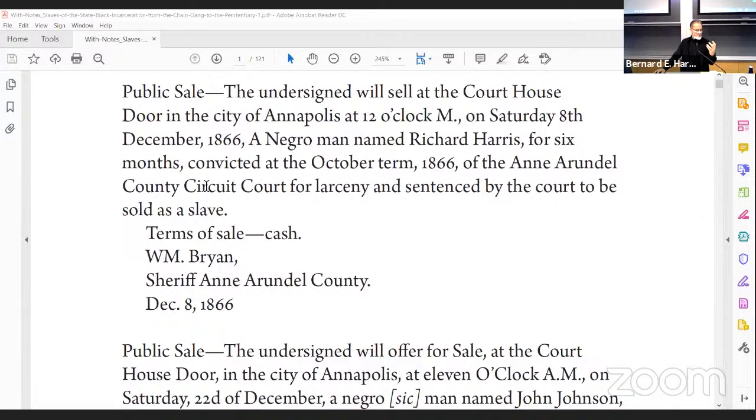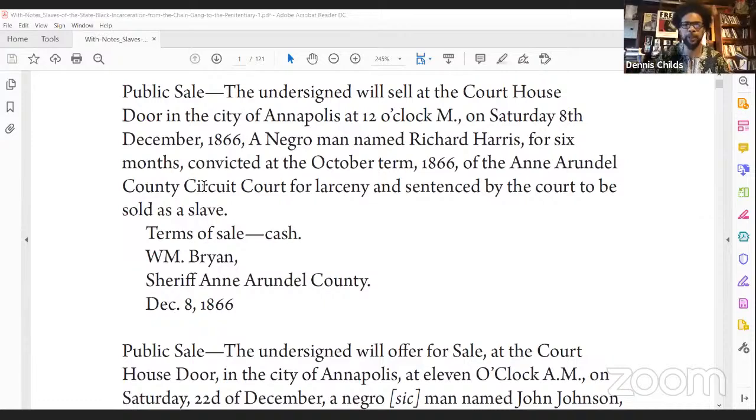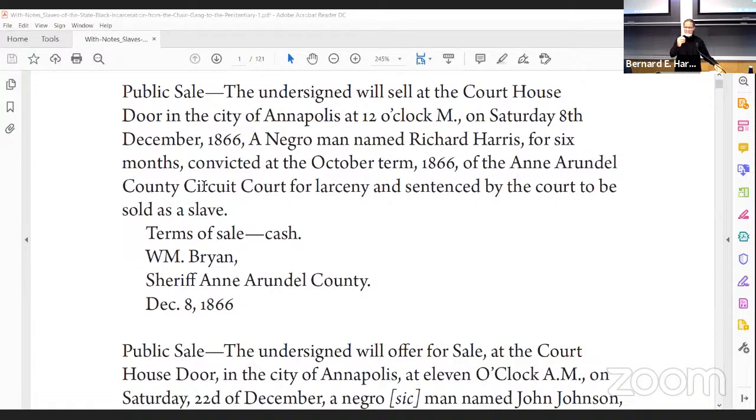Where it says, and can you out there see the page from your book, Dennis? Is everyone able to see it? Yeah. We have public sale. The undersigned will sell at the courthouse door. This is from your book. I mean, this is a page of your book.